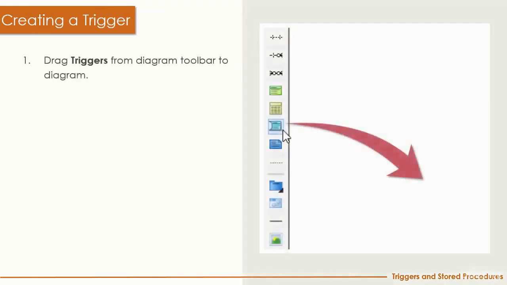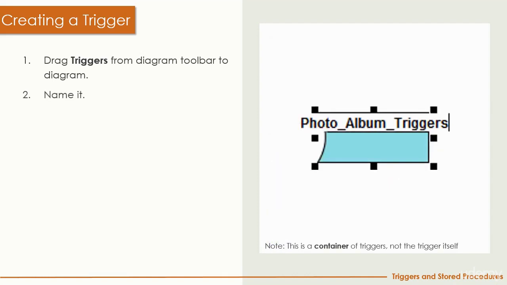To create a trigger in Visual Paradigm is easy. You just go to the triggers item on the toolbar, drag and drop it into the diagram, and then you will create the triggers. Please note that this is triggers, not a single trigger. It is a container of a set of triggers. So the triggers is a logical container. Then you can write a lot of triggers inside.